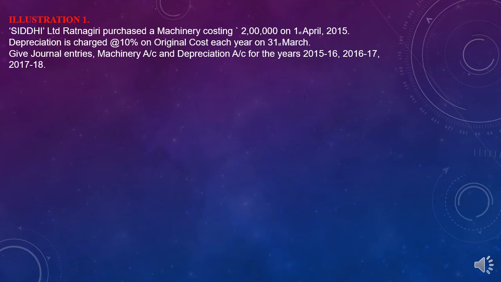Let's have a look at illustration 1 which I have solved for you in the PPT. You can have a look at this. Siddhi Limited, Ratnagiri purchased a machinery costing rupees 2 lakh. So this is the original cost, or we can say the purchase price of the machine or the asset.